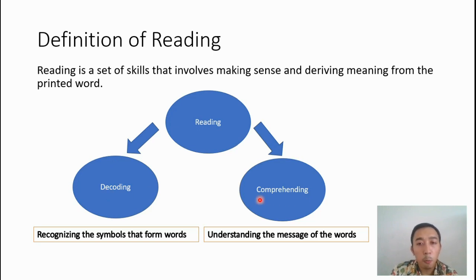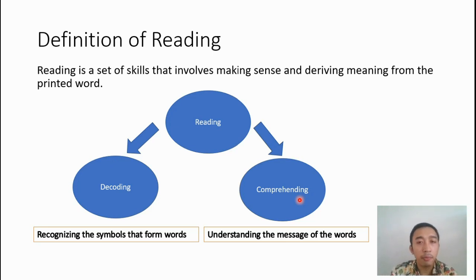And then we go on to comprehending. The next phase of the definition of reading is comprehending. We know that being able to decode doesn't mean that we are able to read. It is said that we are able to read if we can comprehend the message. We can understand the message of the words or the combinations of the letters and also the phrase, the sentence. If we understand the message or the meaning from each combination, we say that we comprehend the text, or we can read. Okay, so reading here is decoding and comprehending.